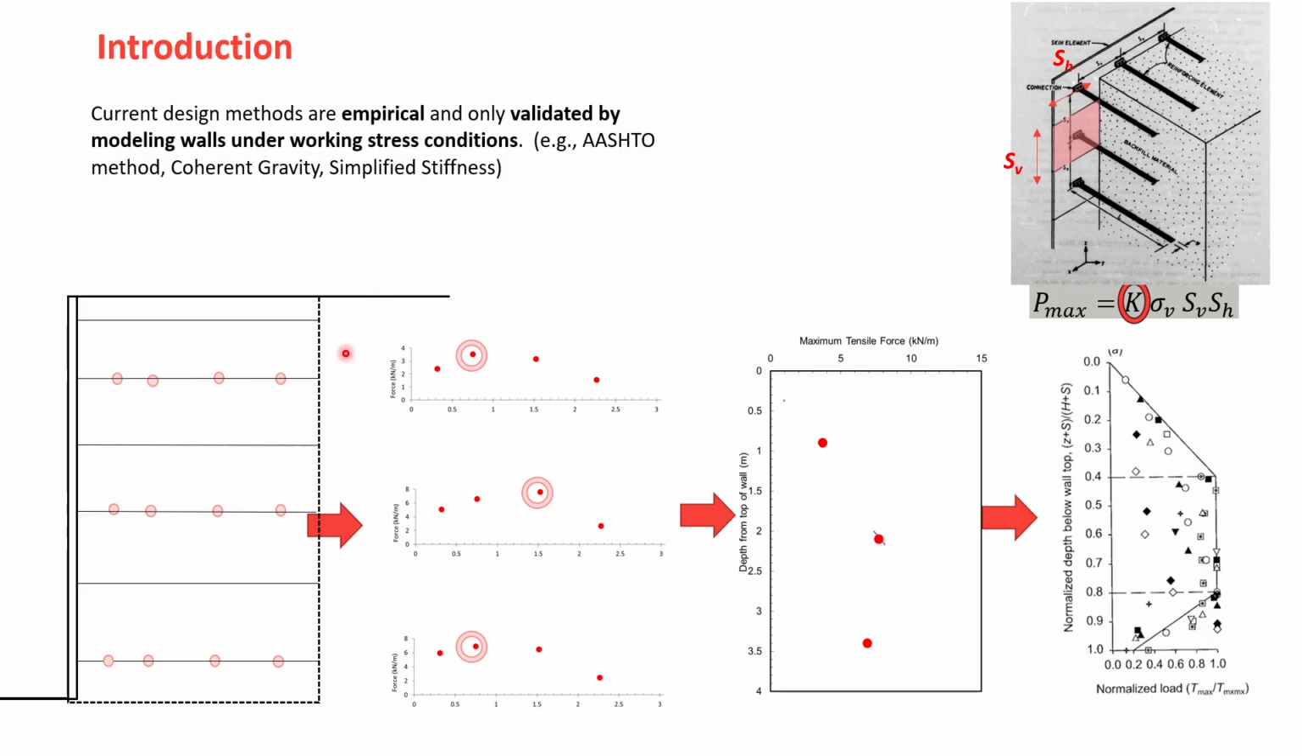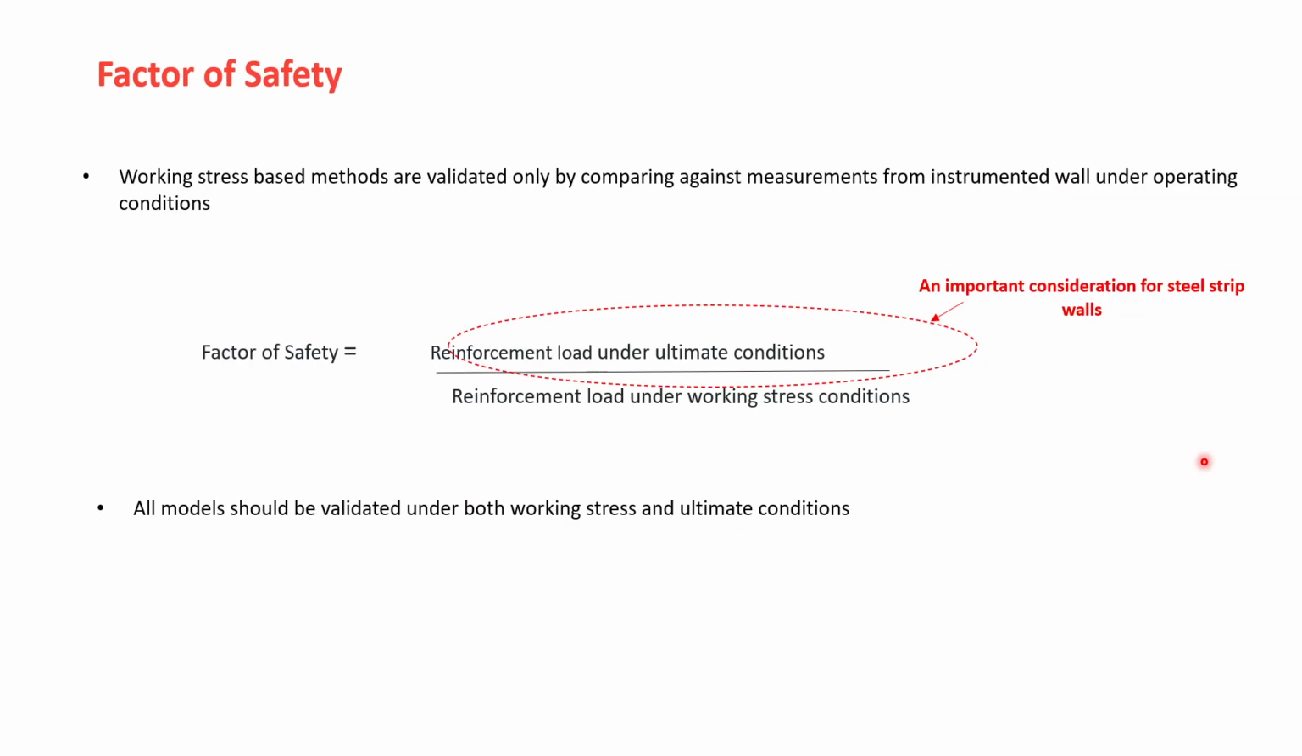So what we do is we have walls like this, and then you have instrumented walls and the reinforcement load distribution. If I have 3 layers that are instrumented, then you have 3 data points. And from there, you don't look at only one wall, you look at several other walls, and then you develop an envelope. And from there, you calculate the K. So that's how these design methods are developed.